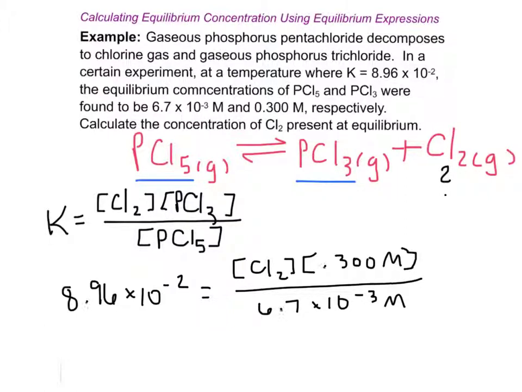From here, you can isolate this variable on the right side of the equation by multiplying both sides of the equation by 6.7 times 10 to the negative 3 and dividing both sides by 0.300. When we do that, we get the concentration of the chlorine gas at equilibrium to be 2.00 times 10 to the negative 3 molar.